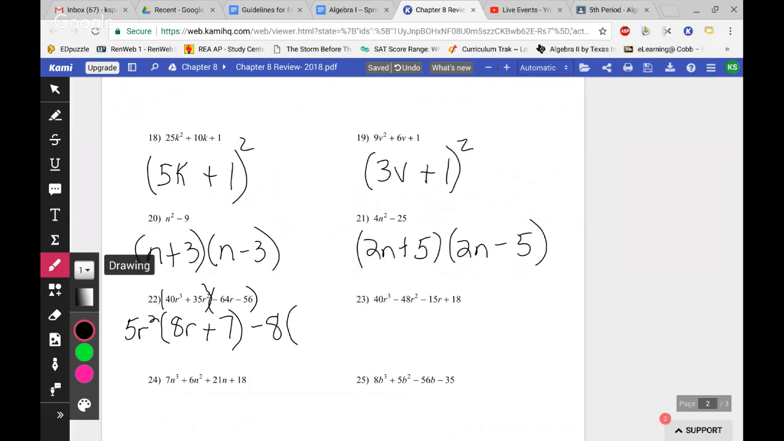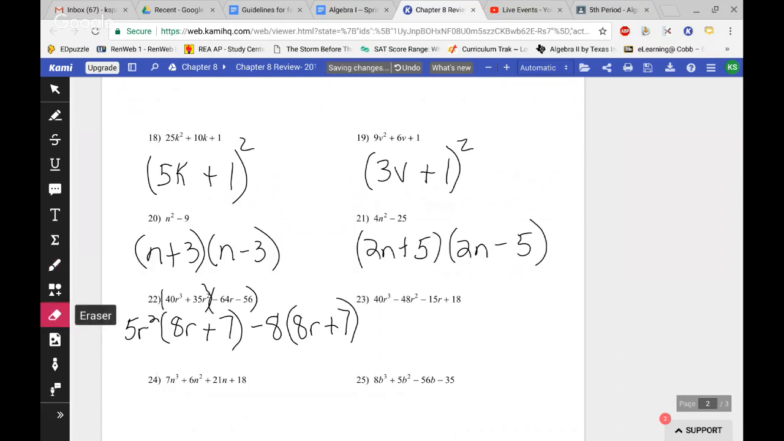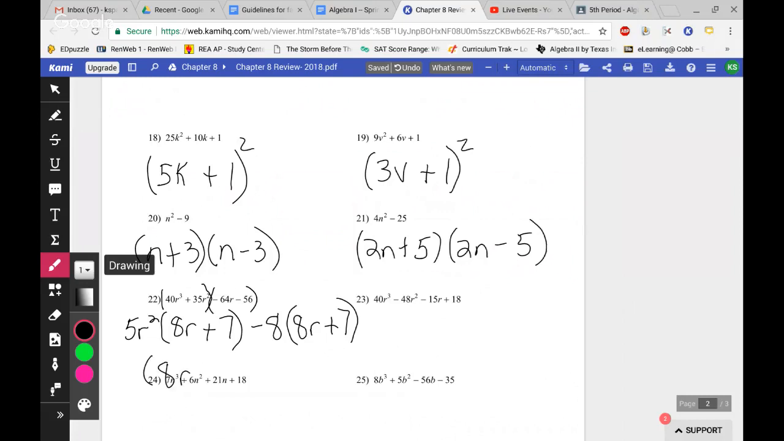Bless your heart. Okay, so if I took a negative 8 out of a negative 64r, what would I have left? 8r plus 7. Yep. So then what do they have in common? 8r plus 7. So that's going to be my first factor because I'm factoring that out. And what is left? 5r squared minus 8. So now that's number 22 factored.